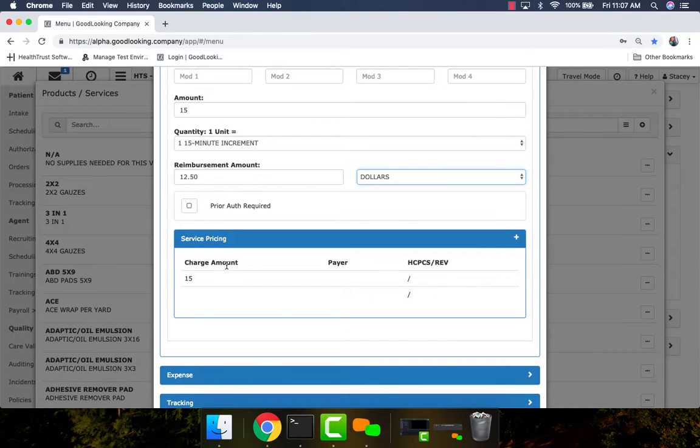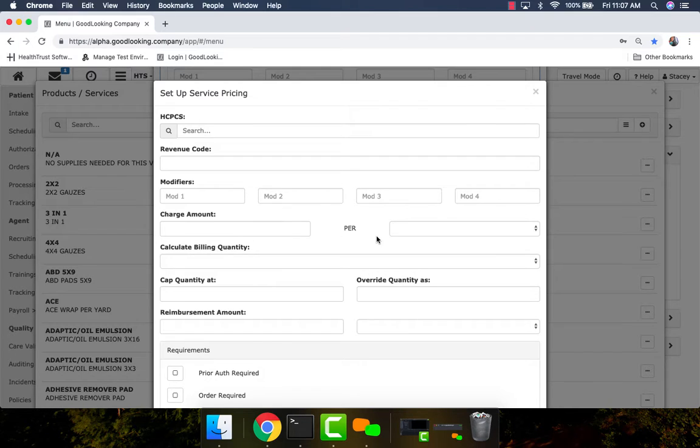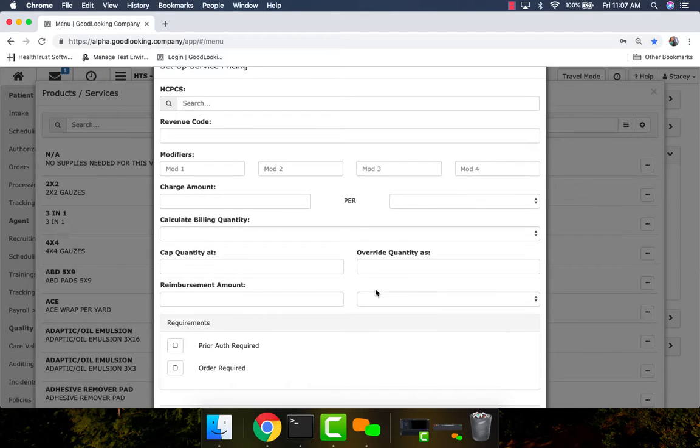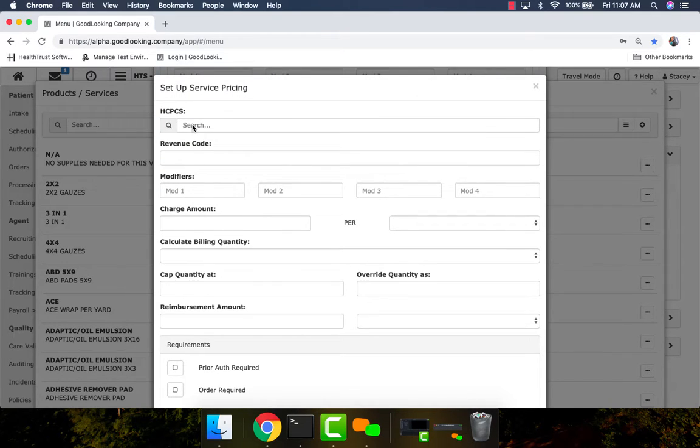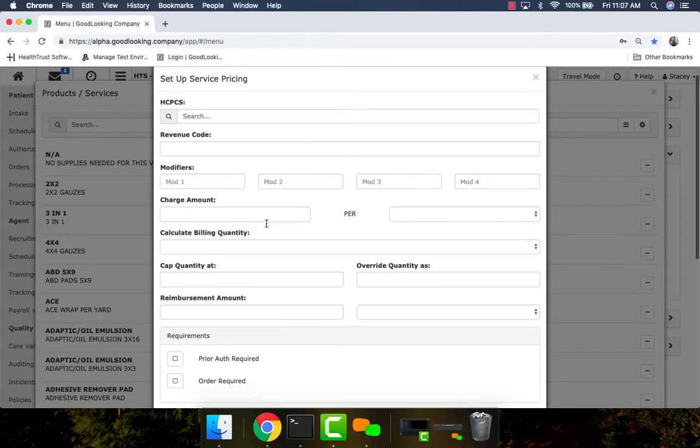Now that is a default service price. Obviously, you may have fee schedules that are different per insurance company, and you'll set those up underneath this service pricing field. So for each of your insurance companies, you're able to set those same calculations. For instance, if you bill Blue Cross using S codes, but you bill Medicare using G codes, then you can set those on a per payer basis.